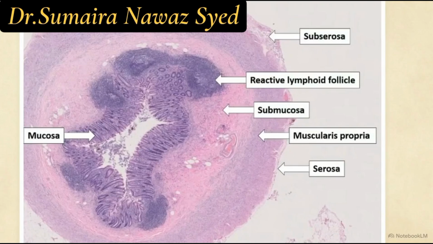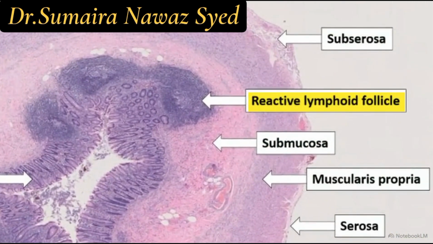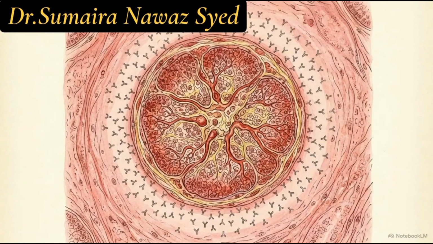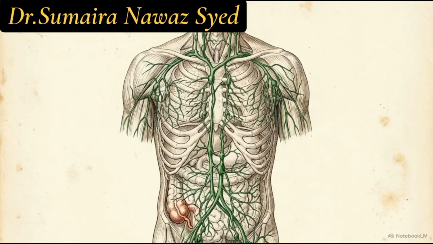Radiating outward, the next layer is the submucosa, also known as the lamina propria. The defining feature of this layer is the presence of dense clusters of reactive lymphoid follicles. These follicles actively secrete IgA immunoglobulins. This established immune function proves the appendix operates as an active component of the lymphatic system, refuting the notion that it is a non-functional vestigial organ.